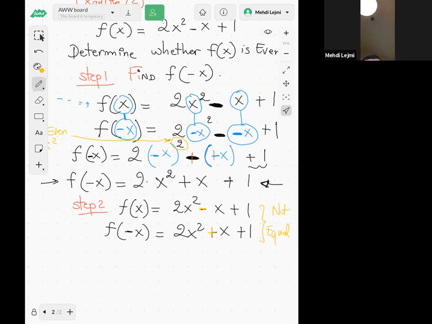Therefore, it's not even. Yes. So the answer is that this f of x is not even.